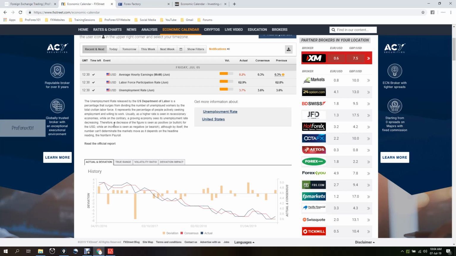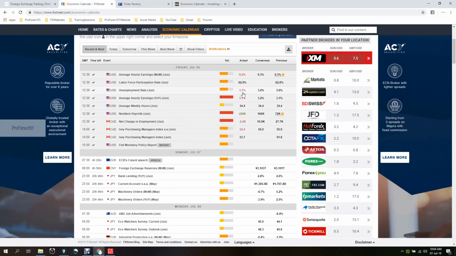Therefore, a decrease of the figure is seen as positive or bullish for the US dollar, while an increase is seen as negative or bearish. Although by itself the number can't determine the market's move, as it depends on the headlines reading. Okay, the non-farm payroll, that's another NFP. So anyway, guys, if you want to know the impact of that particular indicator, you can read this and also figure out if it's going to be bullish for the economy or bearish.